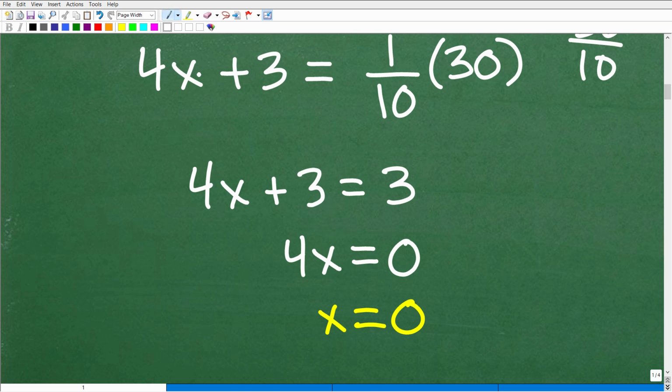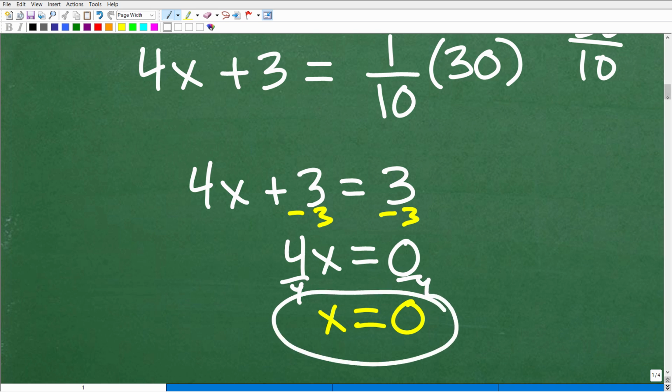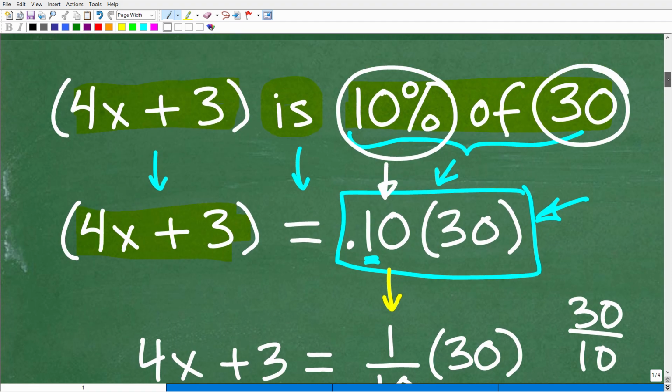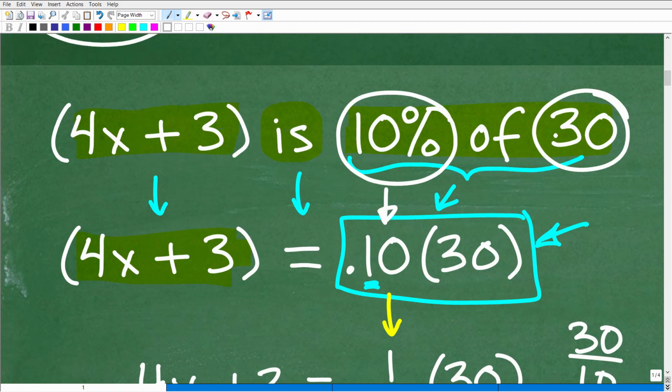So what we need to do is subtract 3 from both sides. And when we do this, we end up with the equation 4x is equal to 0. And then when I divide both sides of the equation by 4, you get 0 divided by 4, or x is equal to 0. Now let's see if this makes sense. We know that 10% of 30 is 3. So this 4x plus 3 is equal to 10% of 30, which of course turns out to be 3.